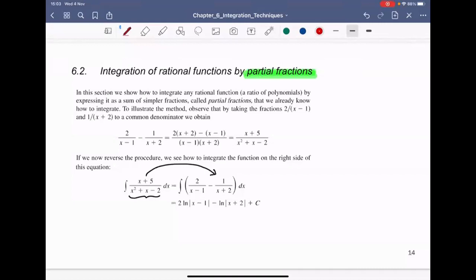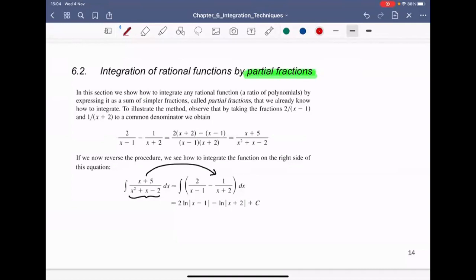Okay, let's get started. So we are going to look at section 6.2 today. This section is called integration of rational functions by partial fractions. As I told you from the last class, this technique, we got an idea from the partial fraction decomposition.